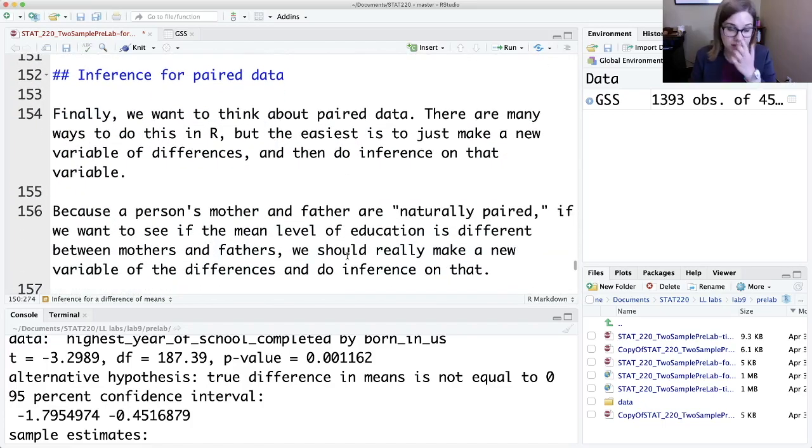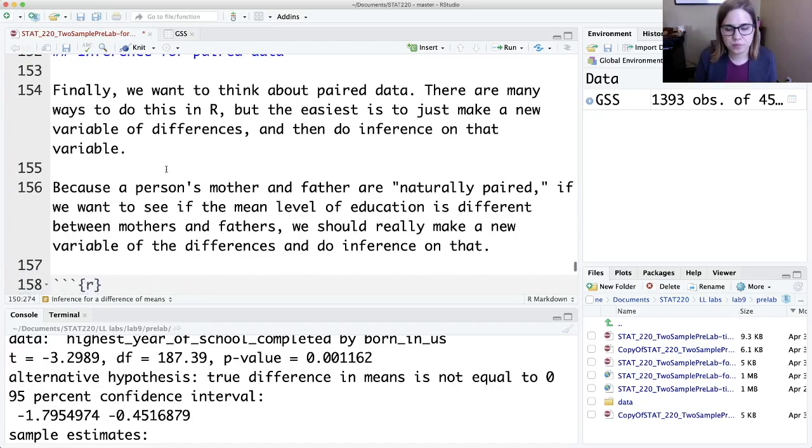All right, and then the last thing in the lab is inference for paired data. So we want to think about paired data. There's lots of ways to do this in R, but the best way is to take your paired data, find the differences, and then do inference on that variable of the differences.